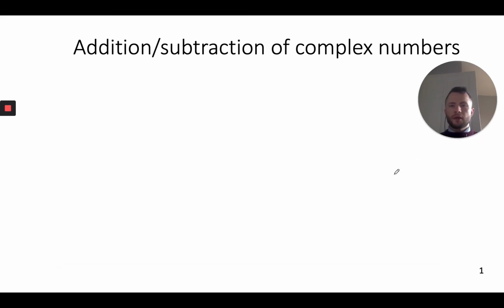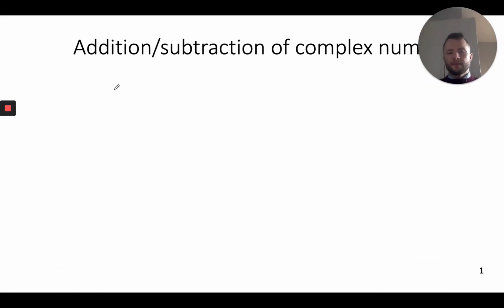In this video I'm going to take a look at addition and subtraction of complex numbers. Suppose that I have two complex numbers, z1 equals 3 plus 2i and z2 equals 4 plus 6i. Because these are numbers, we can carry out exactly the same operations on those numbers as we would on any other types of numbers like real numbers, natural numbers or integers.